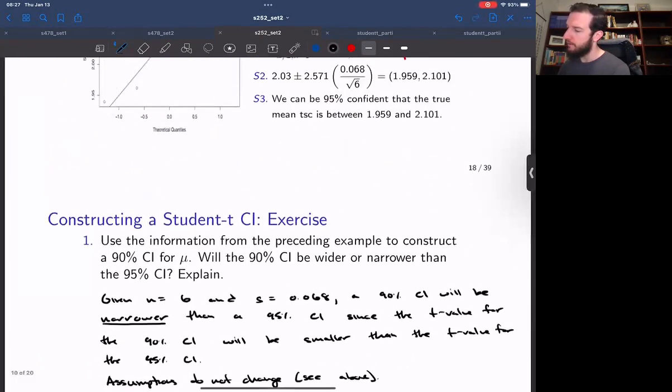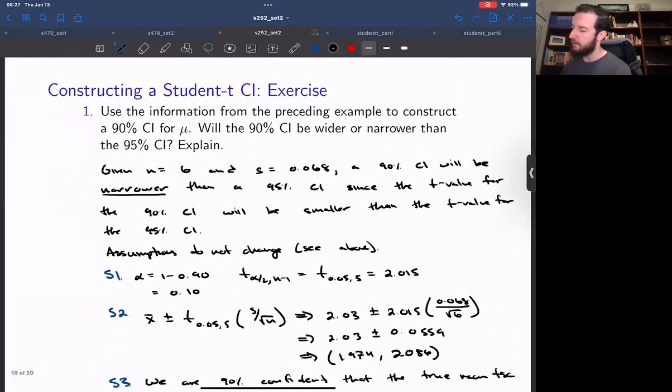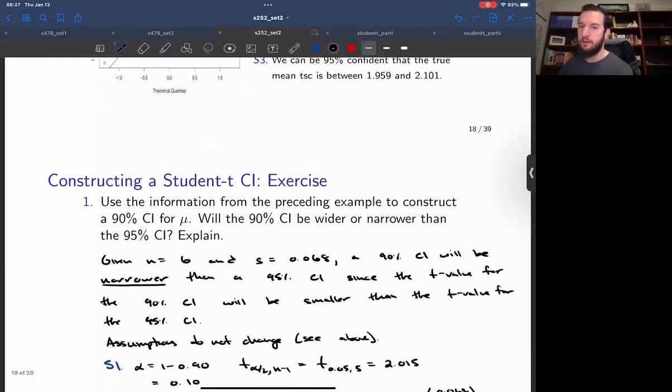Right. And then if we look at the intervals, we can see here we have 1.959 to 2.101. And here we have 1.974 to 2.086. So the lower bound on the 90% interval is larger than the lower bound on the 95% interval. And the upper bound on the 90% interval is smaller than the upper bound on the 95% interval, which essentially is telling us that the bounds of the 90% interval are closer together than they are for the 95% interval, indicating that it is narrower. If we wanted to, we could also compute the length of each interval and then compare those, but we would end up with the exact same result. Any questions?